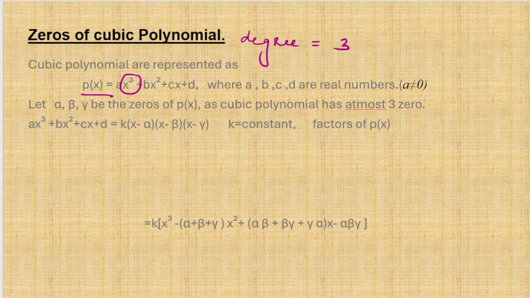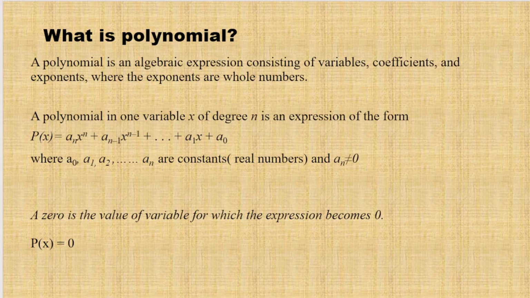How can we represent a polynomial of degree n in one variable? It can be represented by a formula like p(x) = a_n xⁿ + ... + a_1 x + a_0, where x is the variable of the polynomial and n is the highest degree. a_0, a_1, a_2 up to a_n are constants, that is real numbers, and a_n cannot be equal to 0. This is the condition for a polynomial of highest degree n.